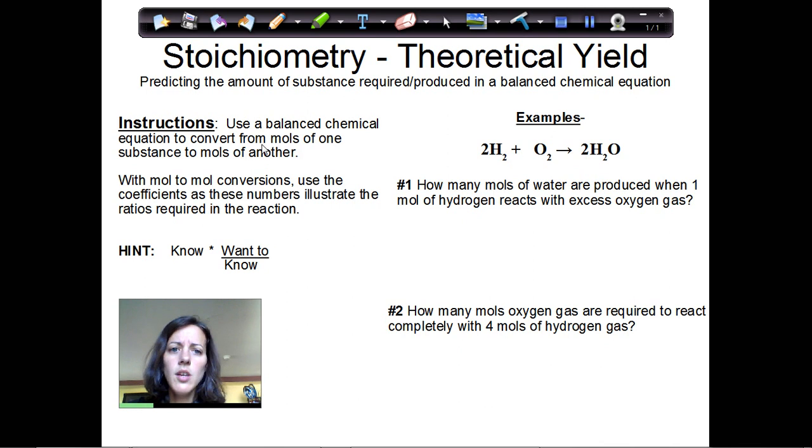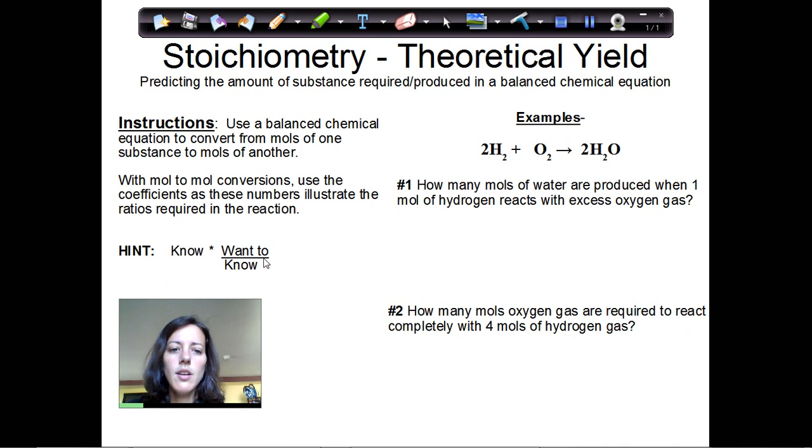So for stoichiometry, you need a balanced chemical equation. If your equation is not balanced, you should balance it, as well as the numbers that you need to have, the numbers need to be in units of moles before you can convert from one substance to another. So you can't convert from hydrogen to water, for example, if you're given grams. You need to convert from grams to moles, and then you can convert from hydrogen to water. Stoichiometry is always done in units of moles.